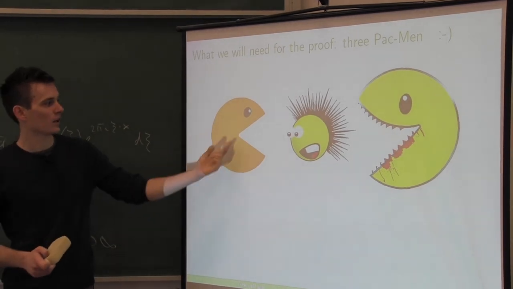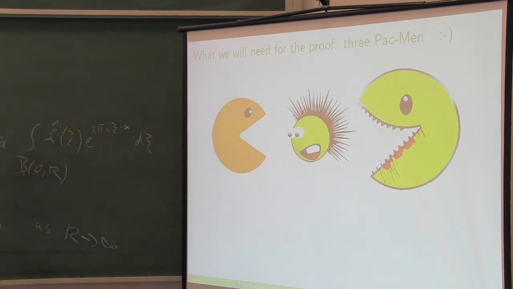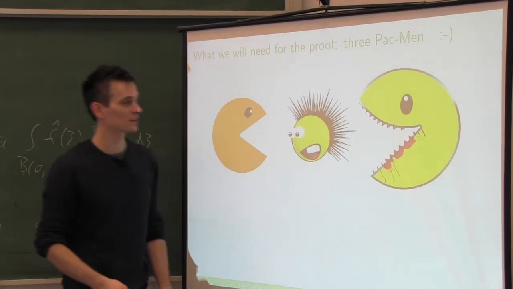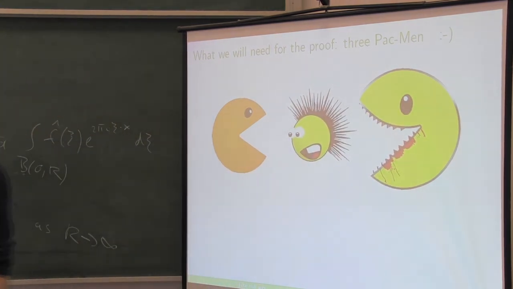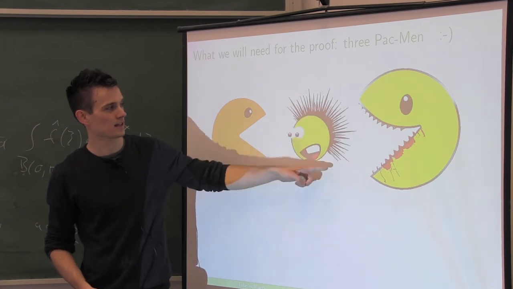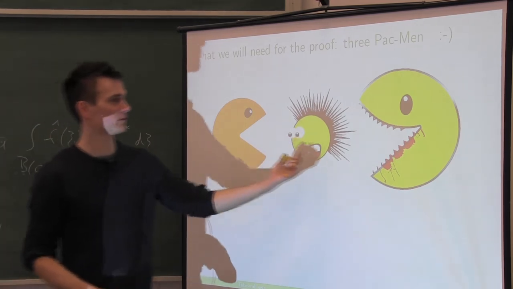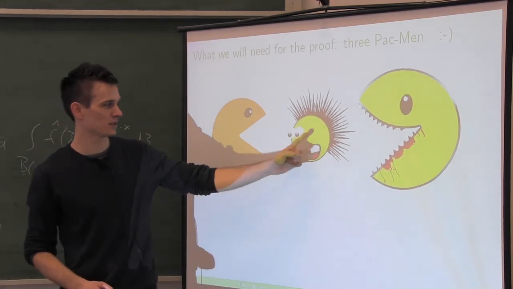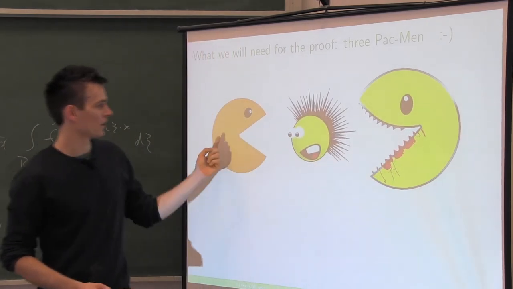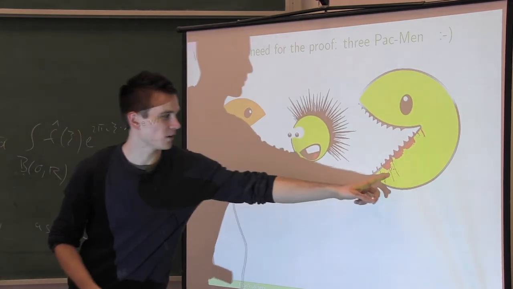And they can eat each other. This guy has a mouth on the right, so it can only eat things to the right of him. This guy can eat to the left. This guy doesn't really have a big mouth; he's a vegetarian and doesn't eat other Pac-Men. Also, this has spikes, so it cannot be eaten from the right. Only the orange guys can eat. This green guy can only be eaten by this one, not by this one. This orange guy can eat other orange guys. This can eat other yellow guys, and this is larger than this, so yellow guys can eat orange guys.